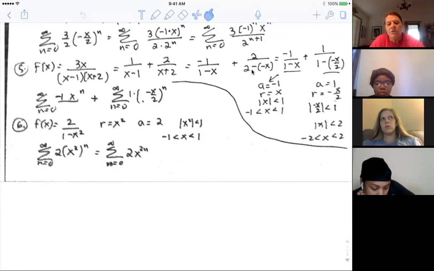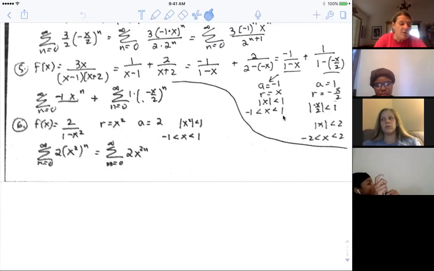If I center this one at 0, it's going to have a radius of convergence between minus 1 and 1. If I center this one at 0, because there was a 2 here and I had to divide, it's going to be between 2 and minus 2. You got to pick the common interval where both of them will converge, because this is a single function. So the smallest interval right here that would be inside this one would be from minus 1 to 1.